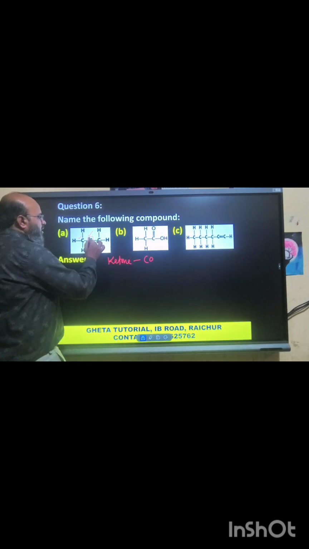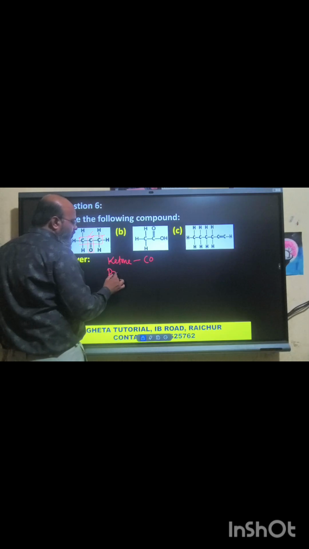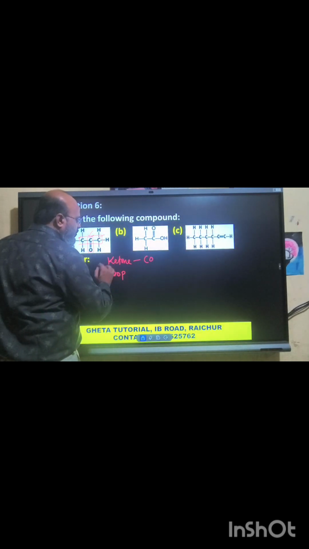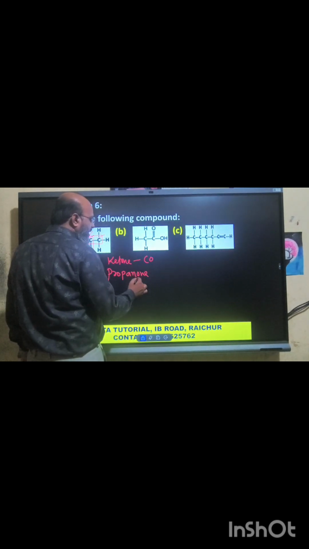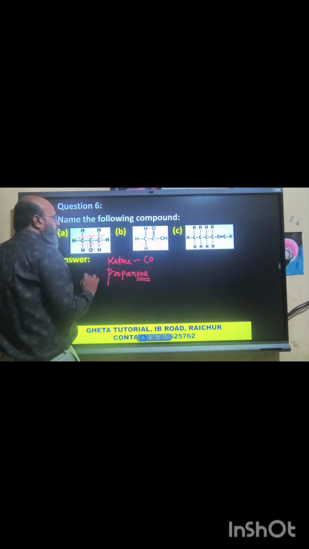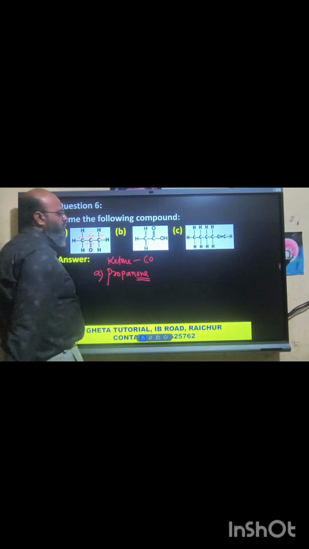So let us find out the name of this compound. Here we have one carbon, here another carbon, here a third carbon. So a total of 3 carbons, and 3 carbons we know are called prop. And it belongs to ketone, so we only have to write propanone, O-N-E. So the name of this compound is propanone. The first answer is completed. Let us go for the second question.